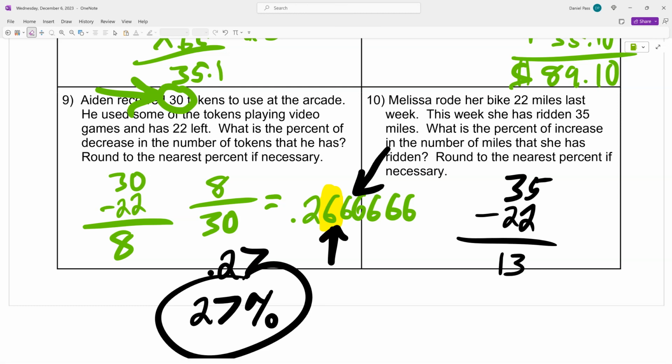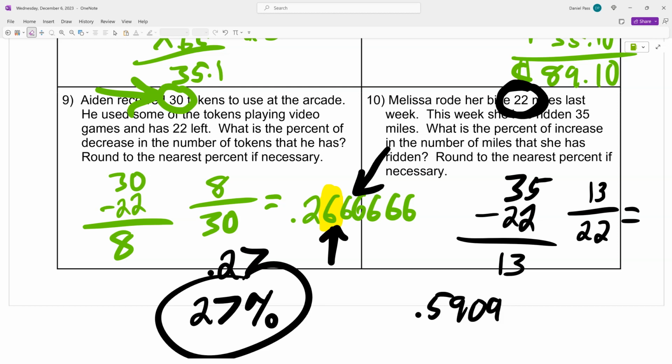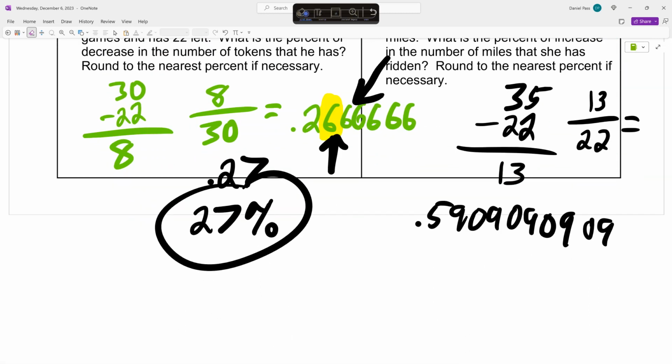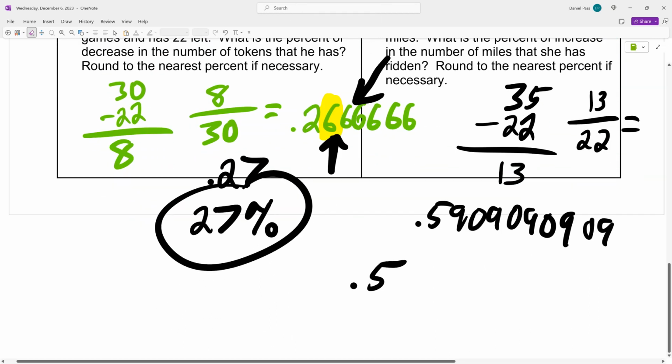All right, and then we want to divide by the original. It doesn't matter if it's smaller or bigger. It's the first one we started with. So 13 over 22. When we divide that, we get 0.590909. That is correct. So it's repeating 09. By the way, do you know how to write that with the right repeating mark? You would put a line over both of them, because they're both repeating.